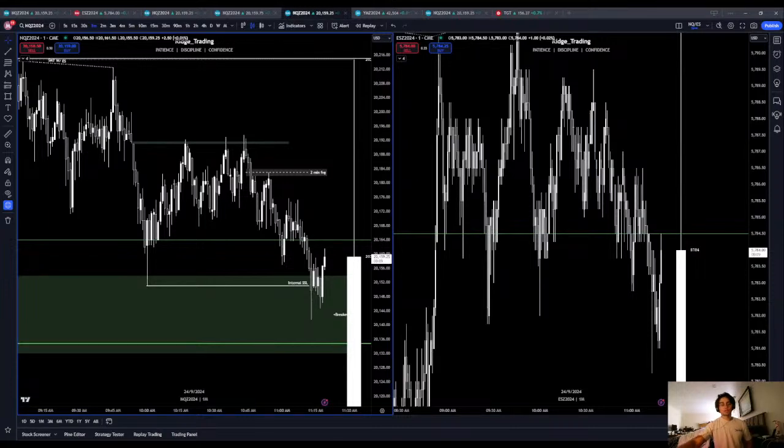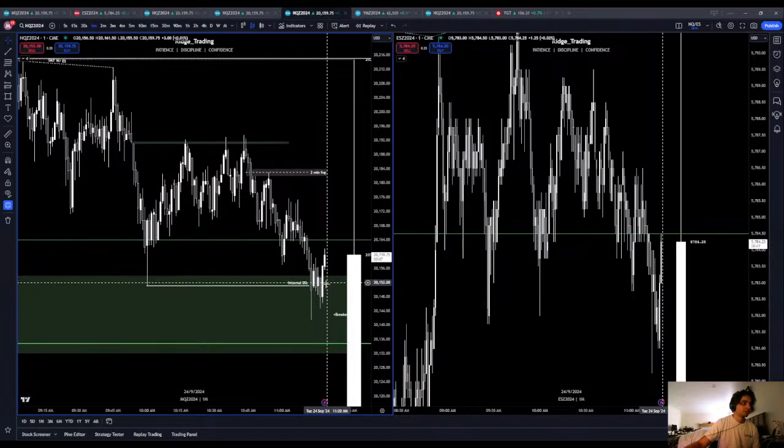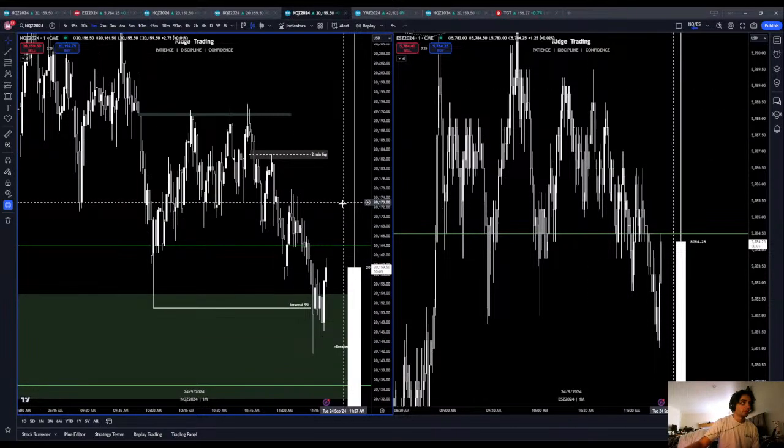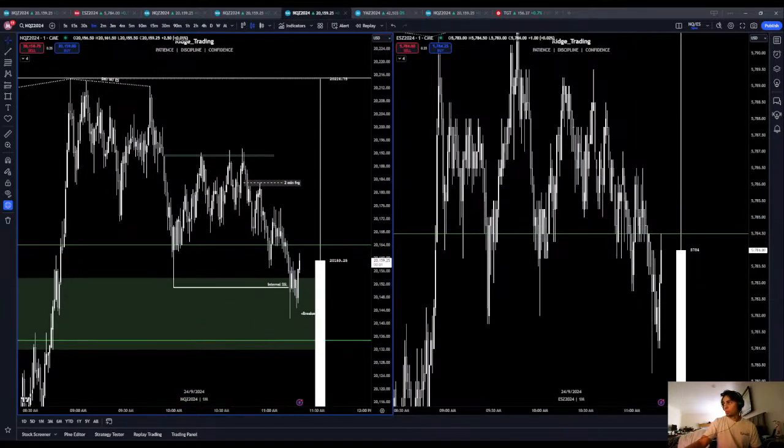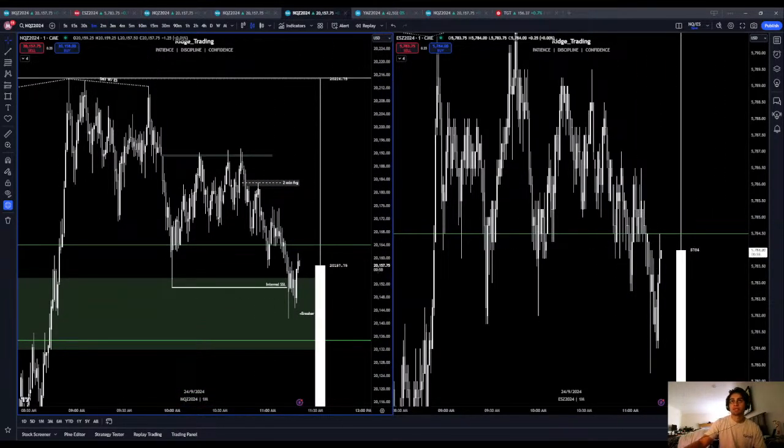So stops at break even here. If we push higher, then maybe we'll look for a long for one last trade of the PM session. That's kind of what I'm looking at here.